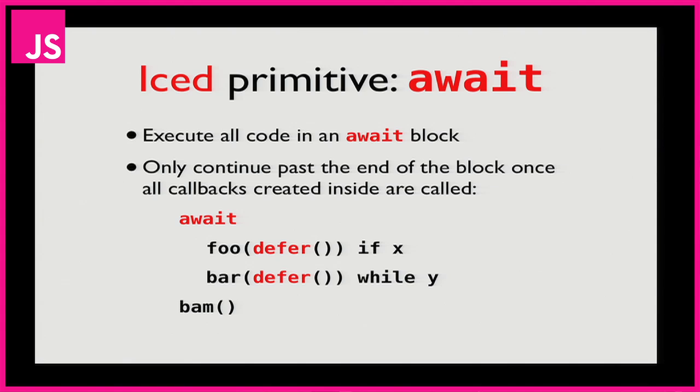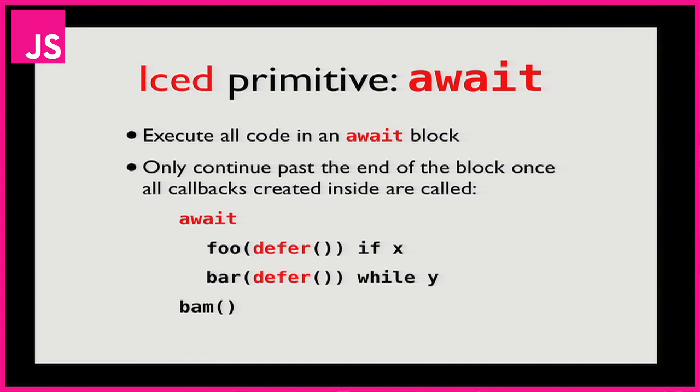And defer works very well with this other keyword called await. And here's what await does. It's a block of code. So I've given an example here. Control enters the await block, and it executes every last line of code as normal, but it waits at the very end of the block before proceeding. And what's it going to wait for? Well, in this case, our await block has an unknown number of defers depending on whatever the value of x is, and whatever the value of y is.